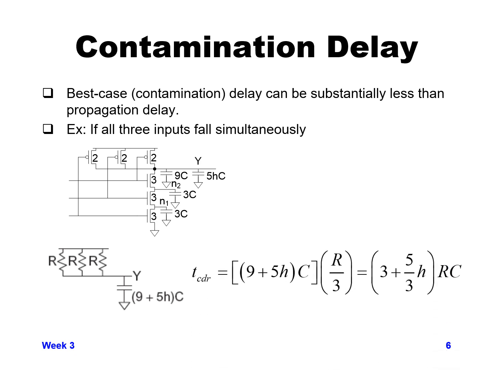So the contamination delay parameter would be the capacitance times R over 3, and the overall functional value coming out would be 3 plus 5/3 times H times RC. So our contamination delay might be approximately 1/3 the value of our propagation delay. So that can be a vastly different value.